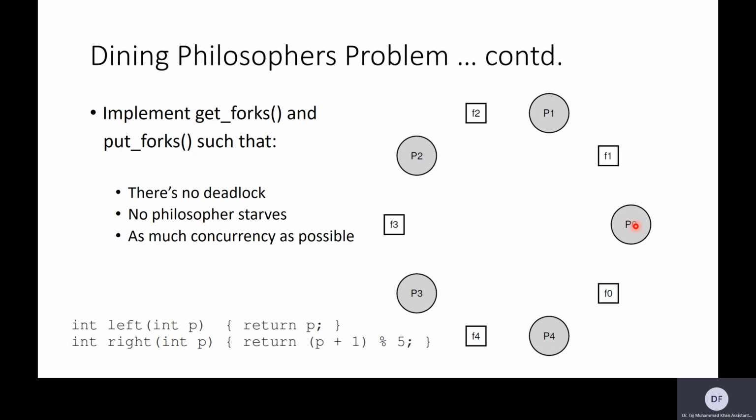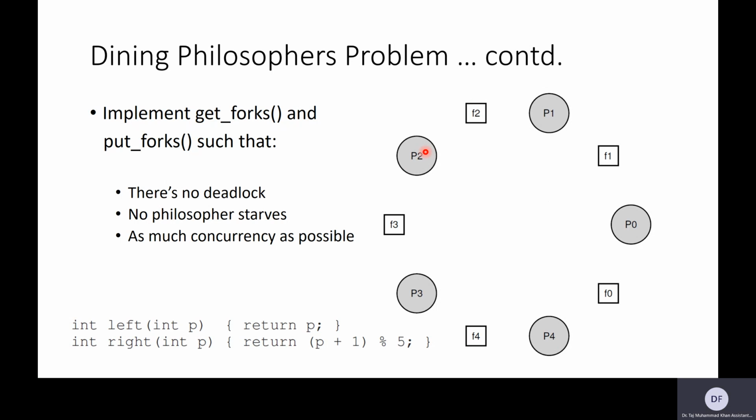Now P0, which was descheduled, gets scheduled again. It calls sem_wait on its right fork. Remember, it had acquired the left fork, but before calling sem_wait on the right fork, it had got descheduled. So it calls sem_wait on its right fork, which is F1. Since F1 has already been acquired by P1, it will block also. Then P1 gets scheduled, and after it had called sem_wait on the left fork, now it will call sem_wait on the right fork, which has already been acquired by P2. So P1 will also block, waiting for F2.